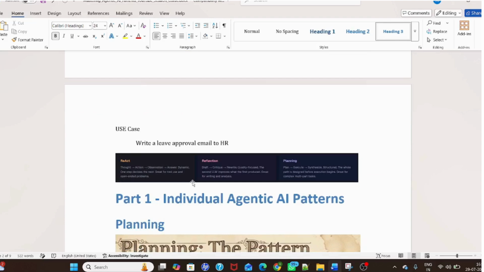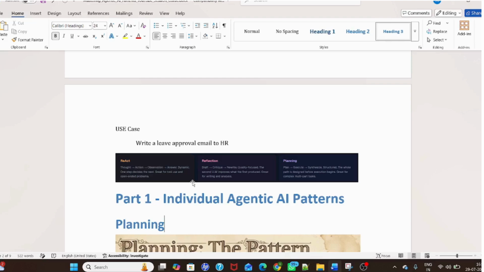Suppose the use case is to write a leave approval email. I think generally we unknowingly use the reflection pattern, in general, forget about AI. You write a first email, then we correct it, and again we make it perfect. So it is a sort of draft copy that I can give to my colleague or senior. He will check it, act as a critic, and give some comments.